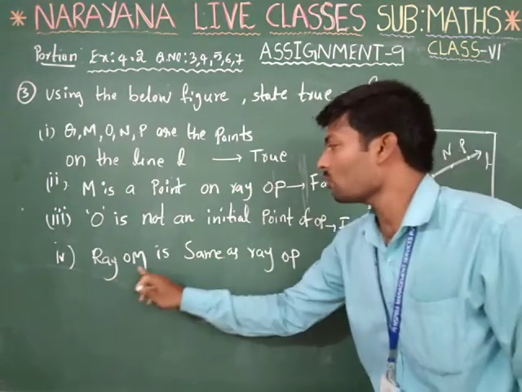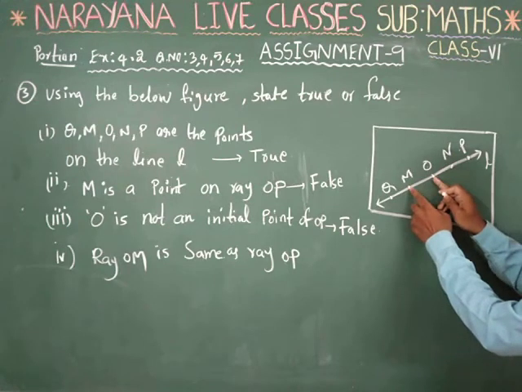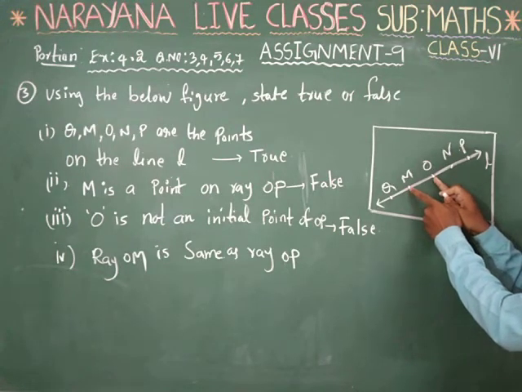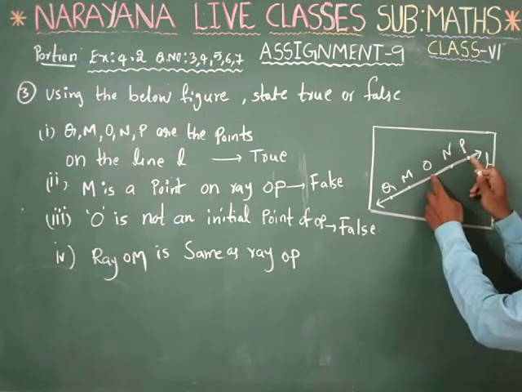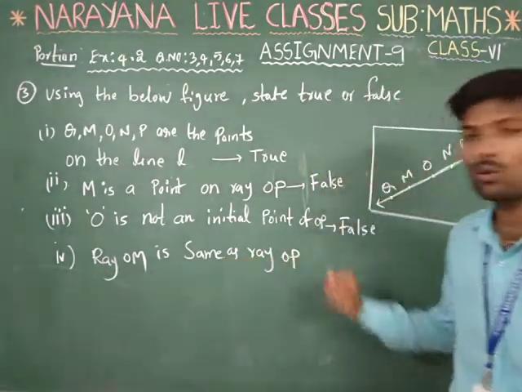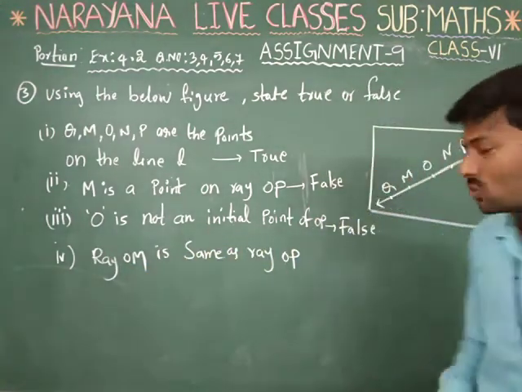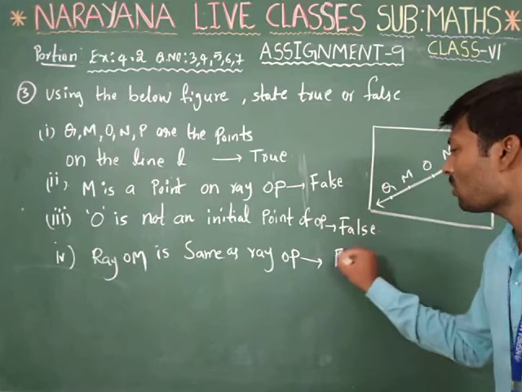Next, ray OM is the same as ray OP. Which is OM? OM is not a ray, it is a line segment. What about OP? OP is a ray. So the statement says ray OM is the same as ray OP. OP is a ray but OM is a line segment. These two are not the same. So the given statement is also a false statement.